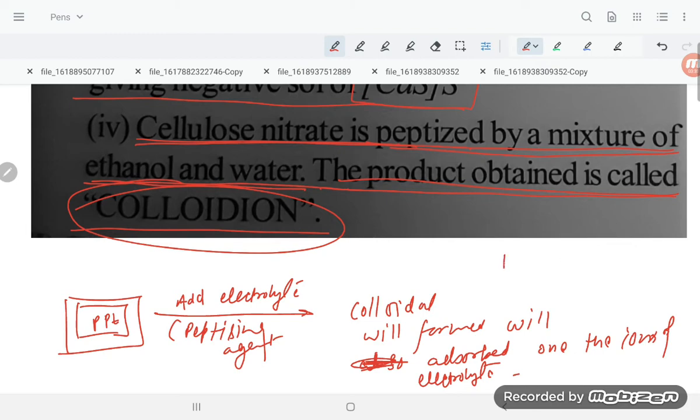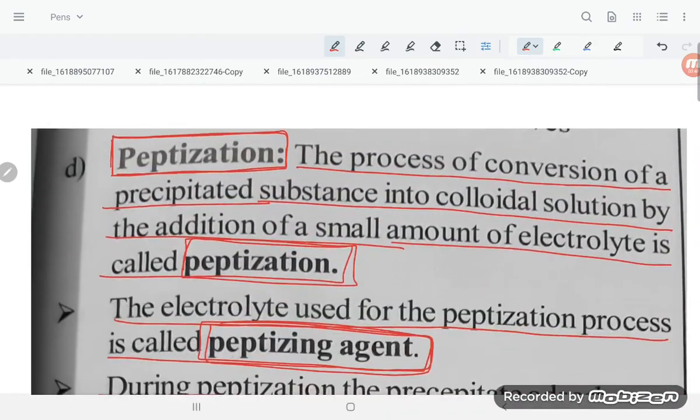Suppose I have Fe(OH)3 and you add FeCl3. It will adsorb Fe3+ ions again, so it will give a positively charged colloid. So this is all about peptization.